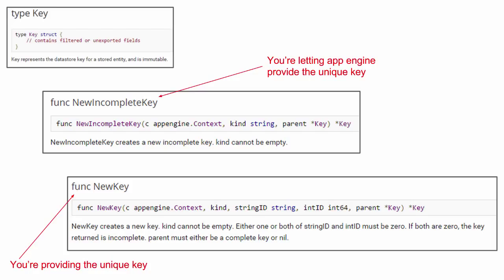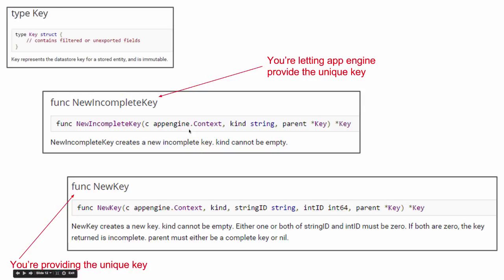So here's type key, and you have new incomplete key and you have new key. A new incomplete key is you're letting App Engine provide the unique key, right? Like, it's not complete, you finish it for me. You put in the unique ID. And with new key, you're providing the unique key.